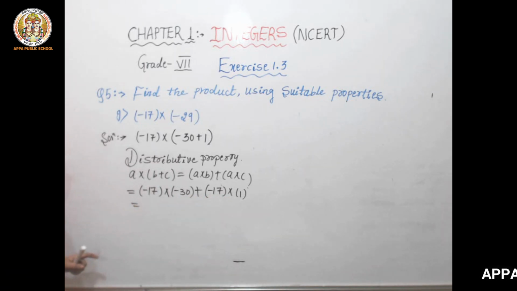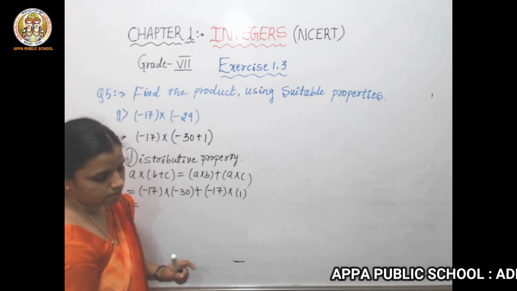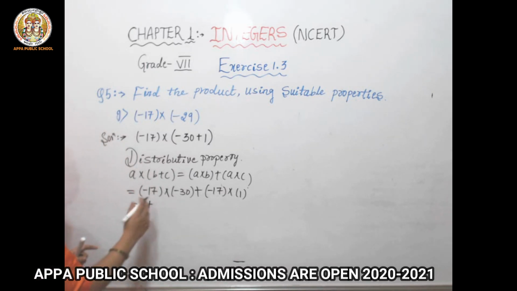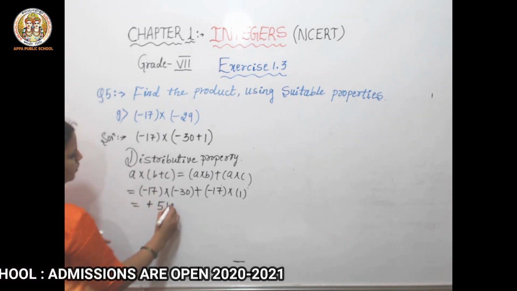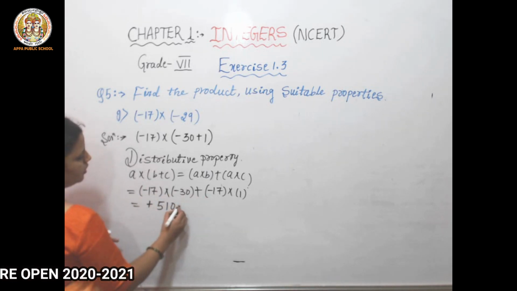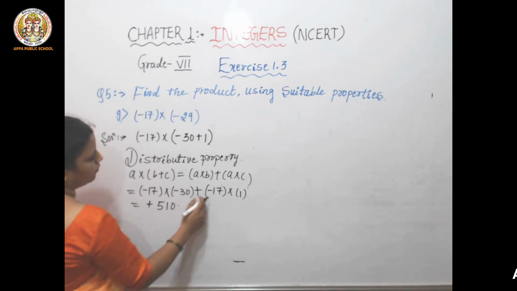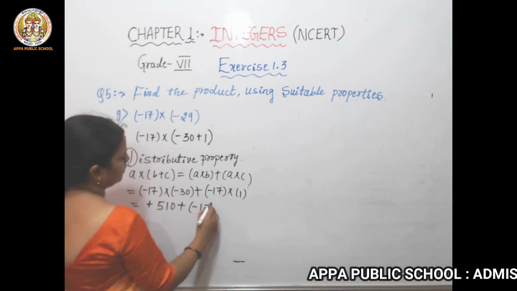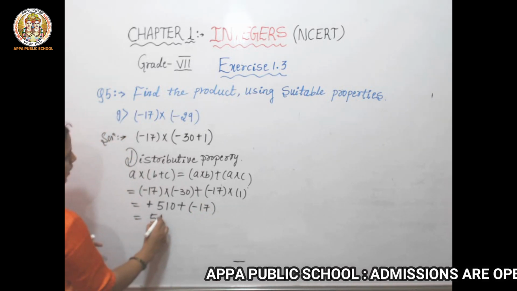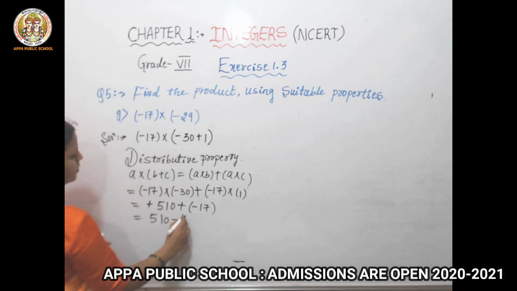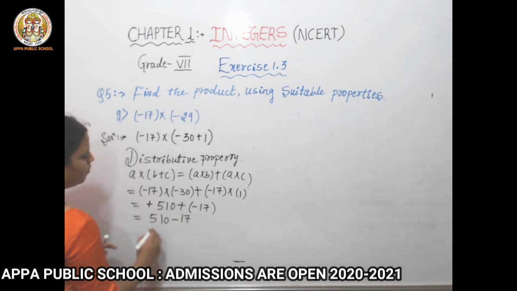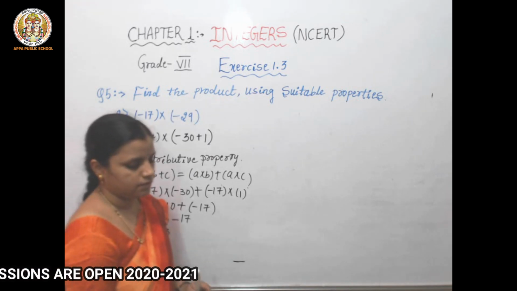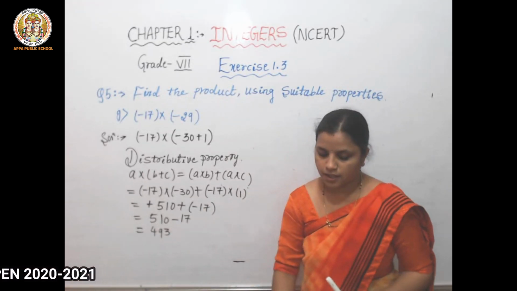Now, minus into minus as plus. 17 3s are 51, so 510. Again it is plus minus plus as minus 17. So we will get it here as 510 minus 17. 510 minus 17, answer as 493. The answer as 493.